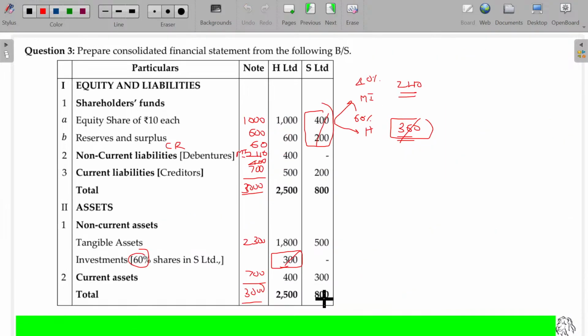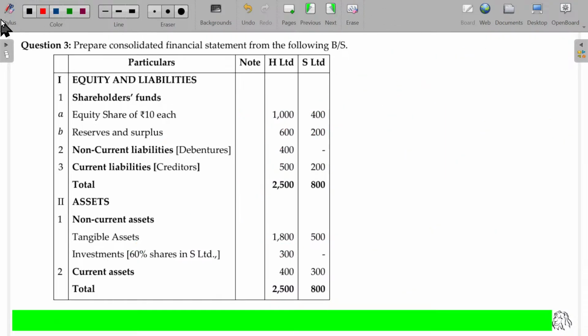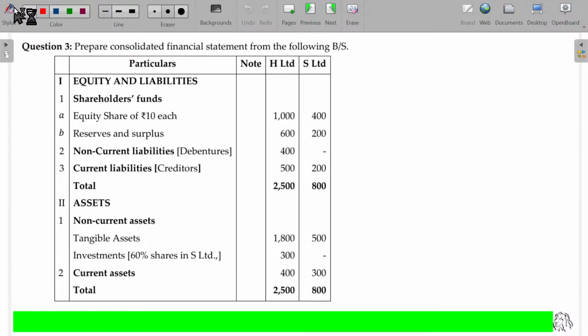Let's move on to the next one. Prepare consolidated financial statement from the following. Shares held by holding company being only 60%. Step number 1, holding status. Holding company has 60%, balance 40% held by outsiders named as minority interest. Minority interest. Step number 2, segregation of the reserves.